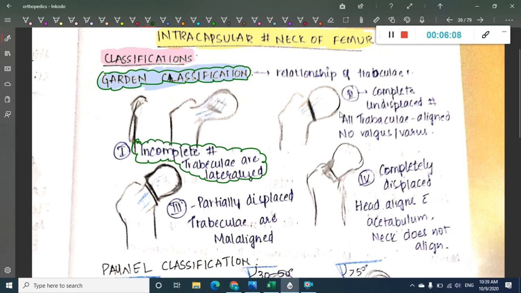Then we have type 2, where the fracture is complete. See, this is the complete fracture which you see, but if you look at all the trabeculae, they are aligned, right? These blue colored lines are trabeculae. Here all the trabeculae are aligned. This is type 2, where there is a complete undisplaced fracture and all the trabeculae are aligned properly. So this is type 2.